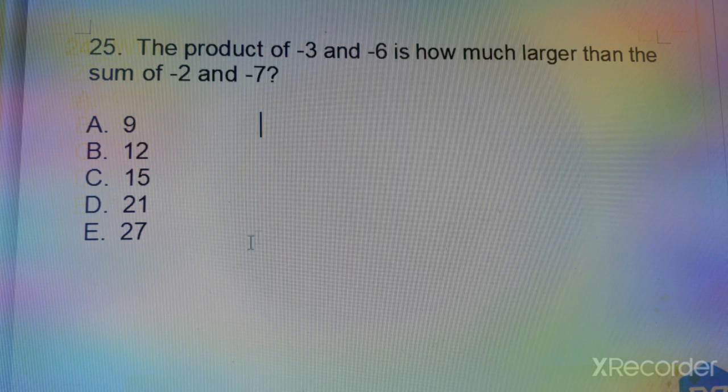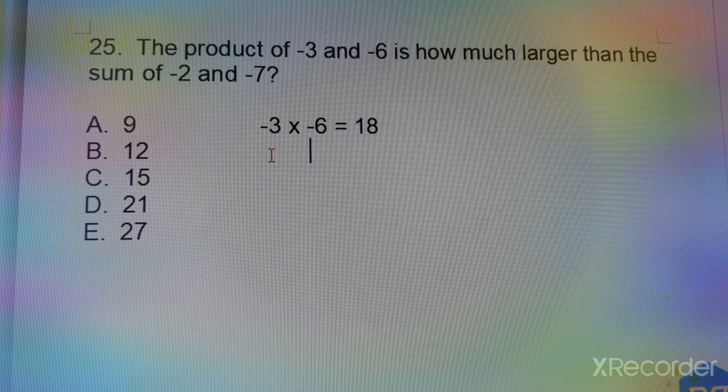Number 25, the product of -3 and -6 is how much larger than the sum of -2 and -7? Our choices: A, 9, B, 12, C, 15, D, 21, E, 27. Okay, product of -3 and -6. Multiply -3 and -6, and this is equal to positive 18, since negative times negative is positive.